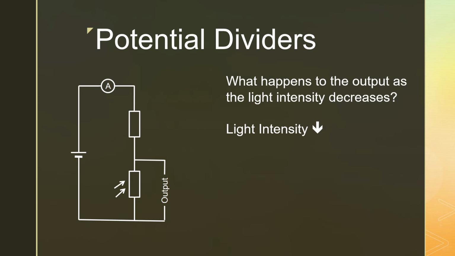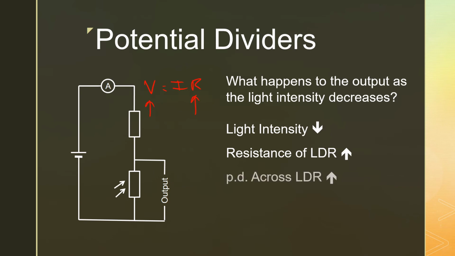As the light intensity goes down, we know from what we know about LDRs that its resistance is going to go up. And again, coming on to V is equal to IR, if the resistance goes up, the voltage must go up. And so we're going to get an increase in the potential difference across that LDR. Because the LDR is in parallel with the output, they're always going to have the same PD across them. And so if the PD across the LDR has gone up, the PD across the output has gone up. So this might be used in something like street lighting. If I want the street lights to turn on or get brighter as it gets darker, this is the kind of circuit I would use.